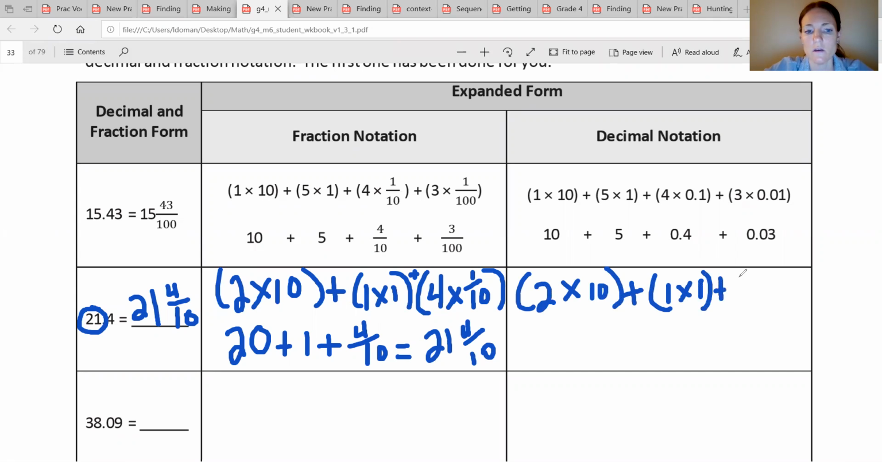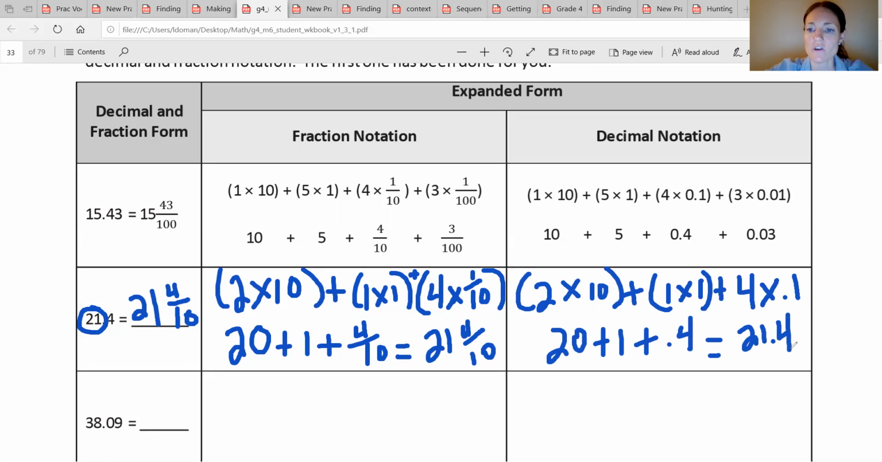plus 4 times, anybody have a guess? You got it, 0.1. Now again, I have 2 times 10 is 20, plus 1, plus 0.4, or 4 tenths. So what does that give me? 21.4. So you're going to go ahead and do that for the rest of them.